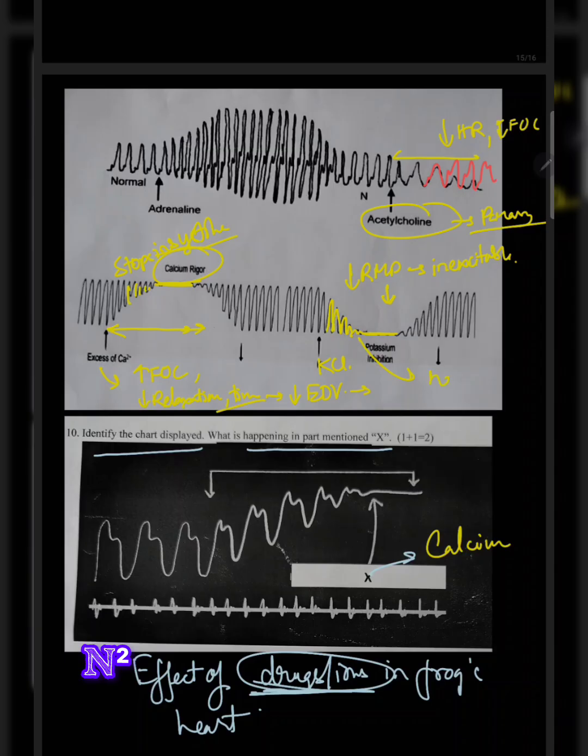The heart stops in diastole. When the heart is stopping at a higher level than the baseline, it's called calcium rigor. When the cardiac tissue tracing is stopping at the baseline, you would think that to be the potassium rigor, or the effect of potassium.